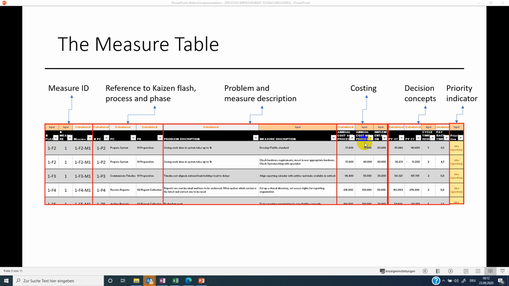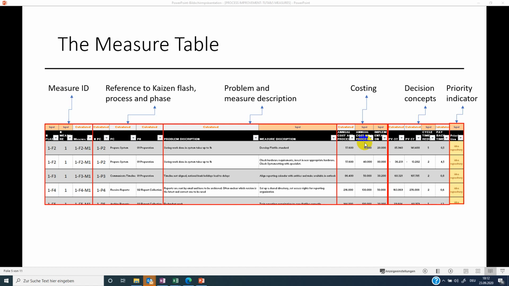The decision concept is based on the NPVs. So we have a net present value calculation for the next 3 years and for the next 5 years. So we're looking more into the short-term effectiveness of measures.